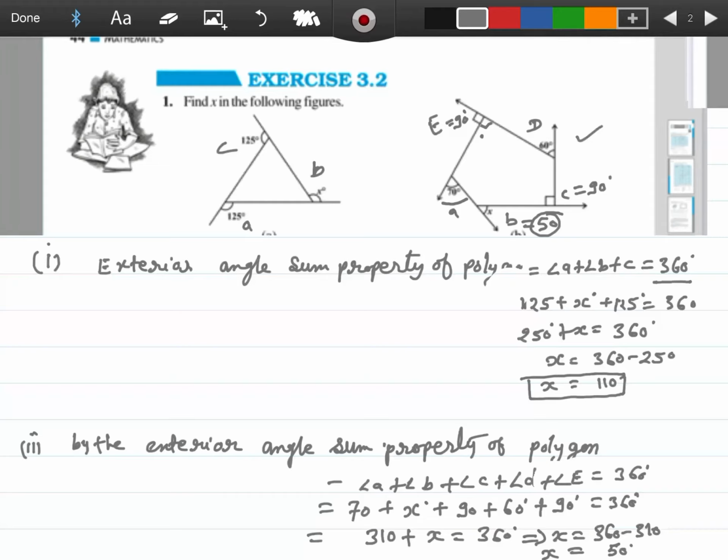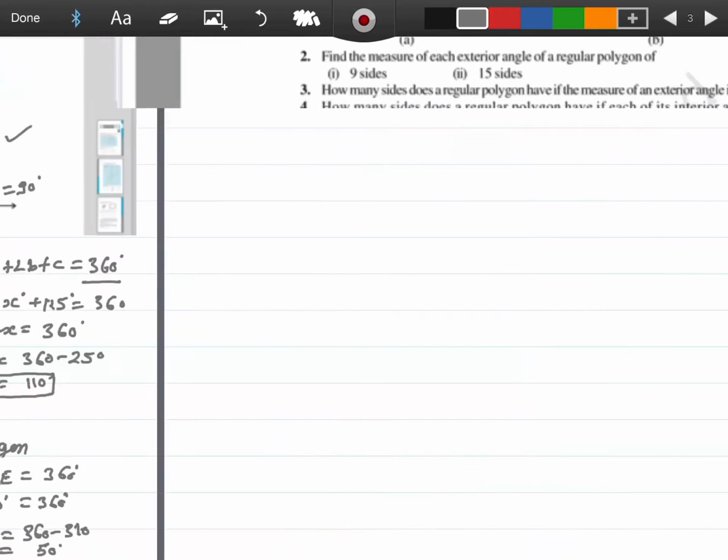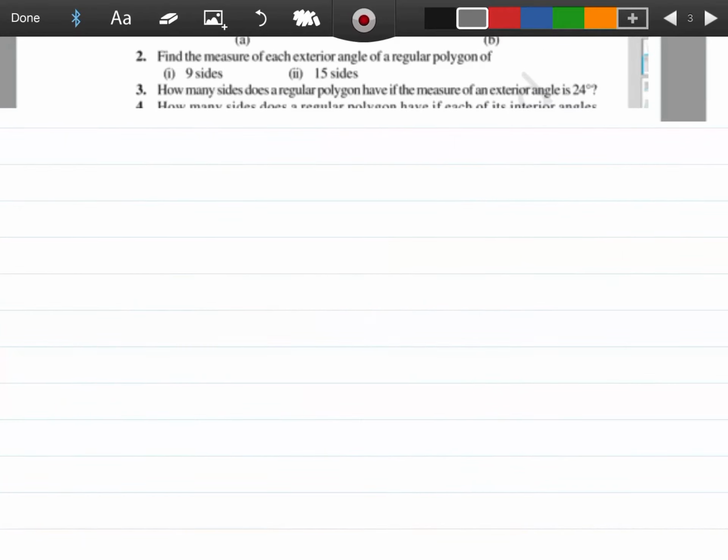Okay, so in this way, with the help of the exterior angle sum property, we can find the unknown exterior angles. Now let us move to the next question. Again, some more application of this property, the exterior angle sum property of a polygon. With the help of this property, we will solve some more questions.